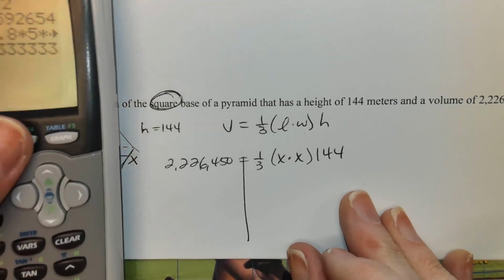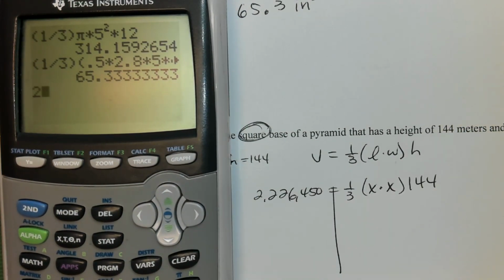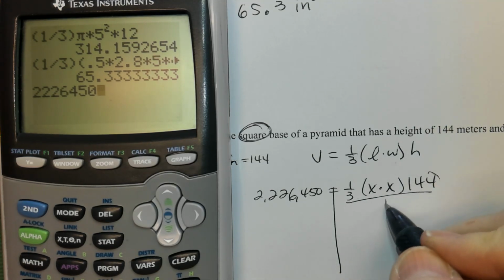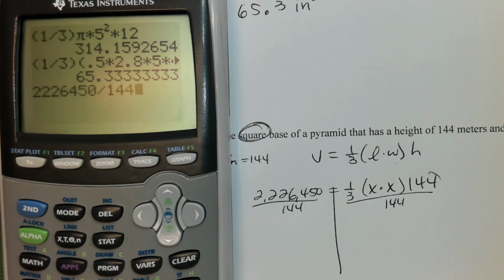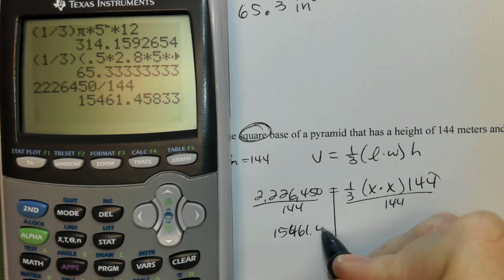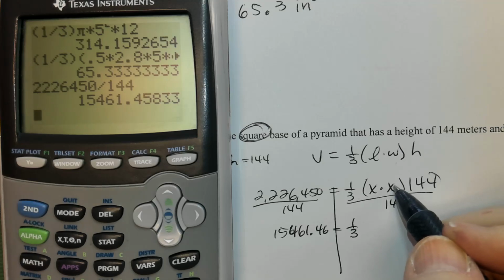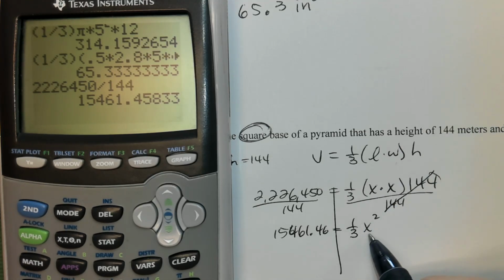The first thing I'm going to do, let's slide this over a little bit, is I'm going to take the 2,226,450, and I'm actually going to divide by 144. So I get 461. And then I still get that 1/3, and then an x times an x becomes x squared, so that's a little easier to look at. I kind of know what that means.